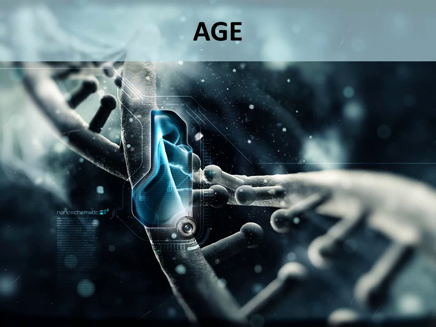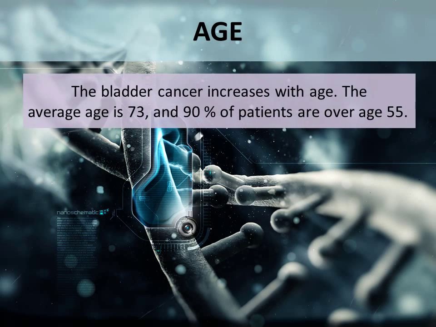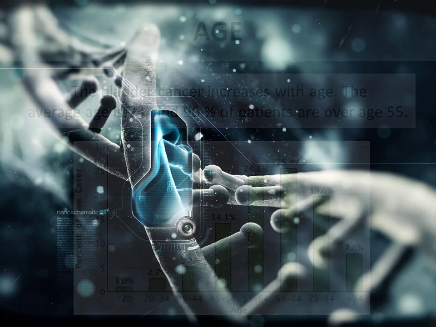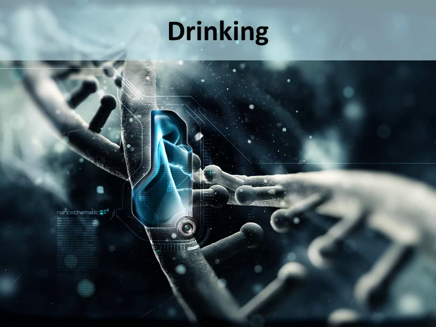The second one is age. The likelihood of being diagnosed with bladder cancer increases with age. More than 70% of people with bladder cancer are older than 55 years old. The average age at diagnosis is 73.